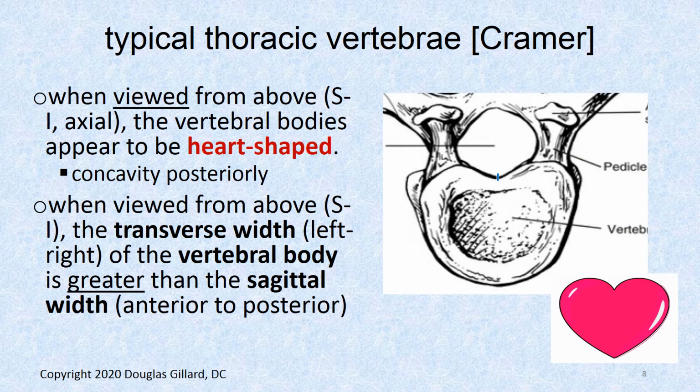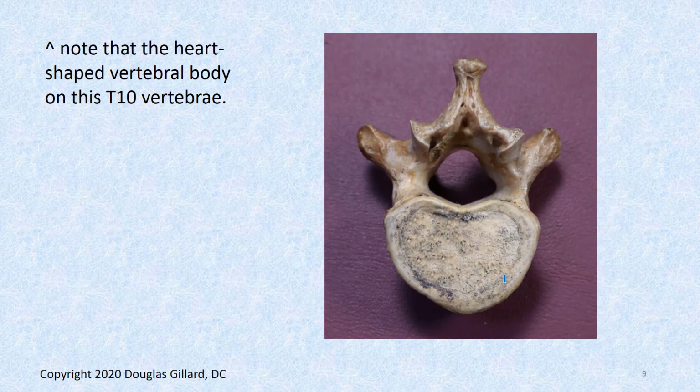So that's weird. Also, in the typical thoracic vertebrae, when you look from an S to I view, the transverse width of the vertebral body is greater than the sagittal width. Right? In other words, the lateral width is greater than the A to P width. Hence you get kind of a heart shape.